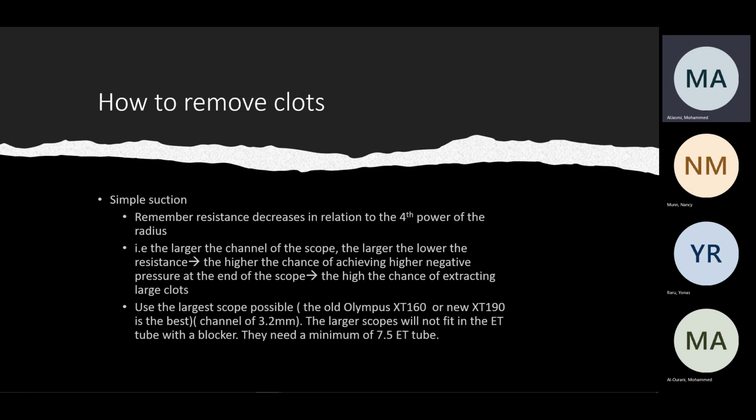So for removal of clots, as we just said, use the larger scope. If you go to any institution, always make sure that you have an XT160 or TX160 and an XT190. These are the best scopes that you can use for suctioning of clots or suctioning of any material. You need a minimum of 7.5 ET tube to handle these scopes.